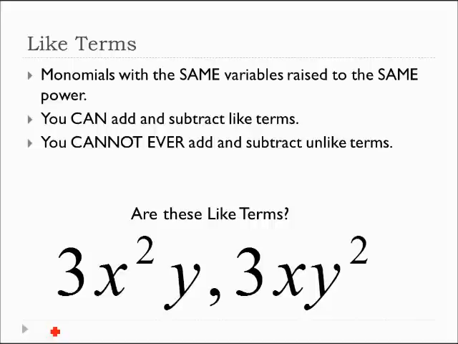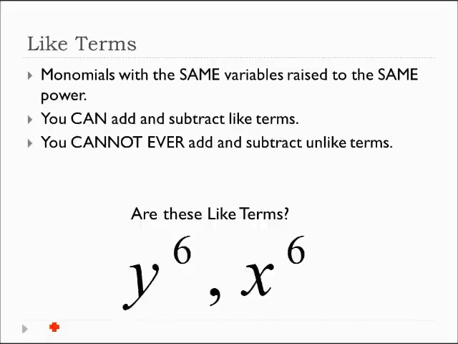How about these two? Are these like terms? Well, hopefully you said no, because yes, they have the same variables, x and y, but those variables aren't raised to the same power. This one has an x squared, whereas this just has an x. This one has a y, where that one has a y squared. So those boxes are different. The unknown part of it is different, and so that makes them not like. They're not the same type of monomial, and therefore they aren't like terms. So you could not add or subtract those together, ever.